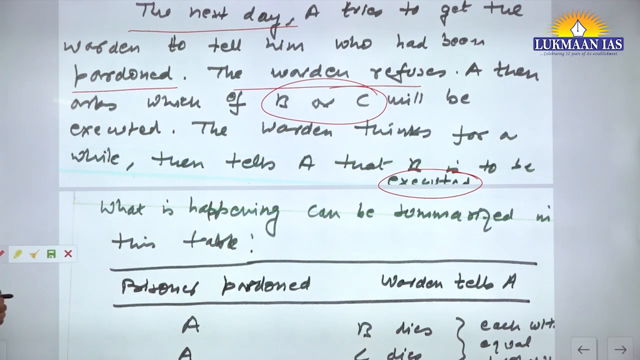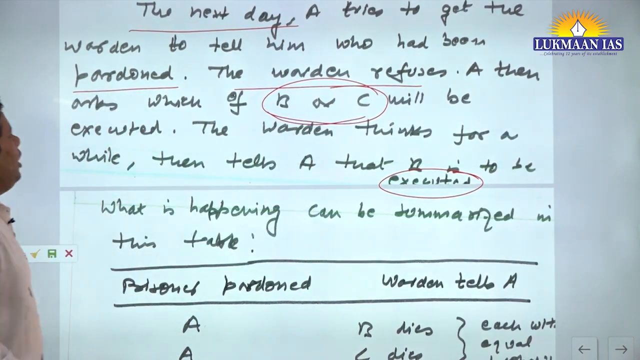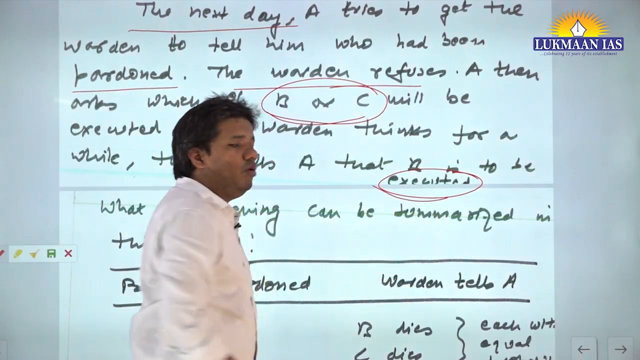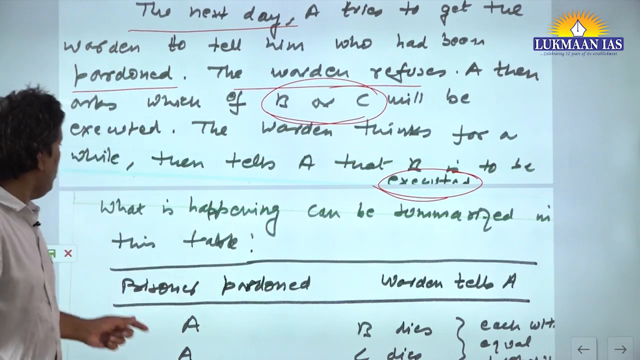What they are saying, you understood, right? So what A said, okay, warden was not telling who will be pardoned. So A asked, okay, B और C में से कौन execute होगा? तो warden बोलता है कि B execute हो जाएगा. So now what is the question? A को लगता है कि मुझे information मिल गया है. What A will say?